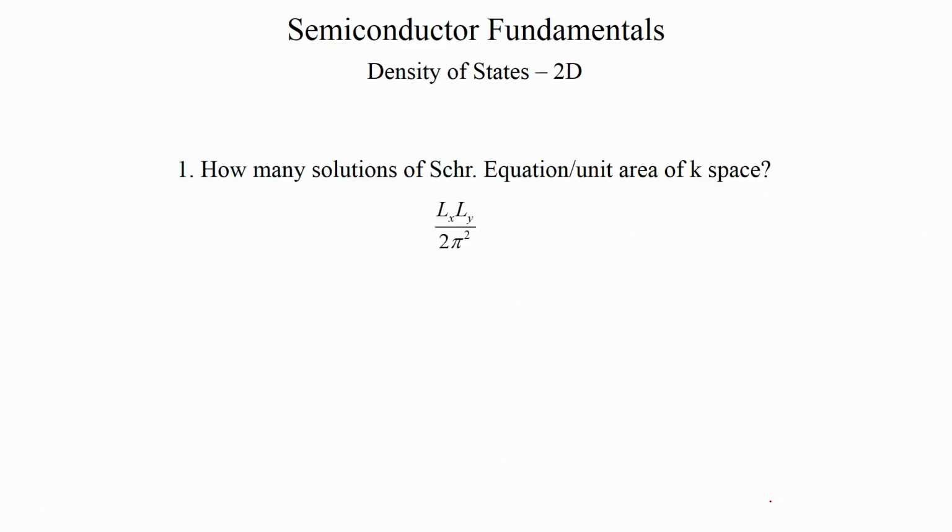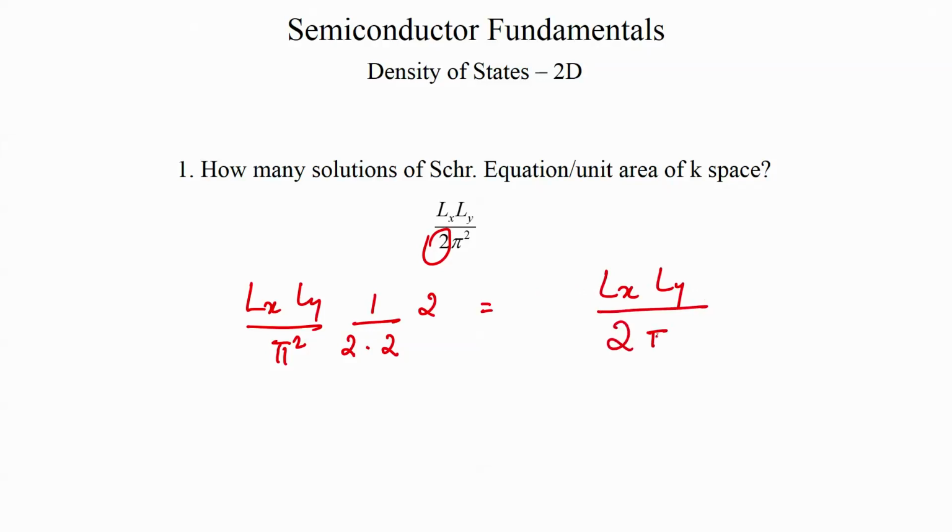But once again, just like the last time, we need to make a correction. Now we are double counting for the plus and minus. So you have Lx Ly by pi square. The plus and minus we are double counting. There are 2 dimensions, so we halve it for each dimension, and there are 2 spins, and therefore you have a correction factor, giving Lx Ly by 2 pi square, which defines the number of solutions of Schrodinger's equation per unit area in K space.